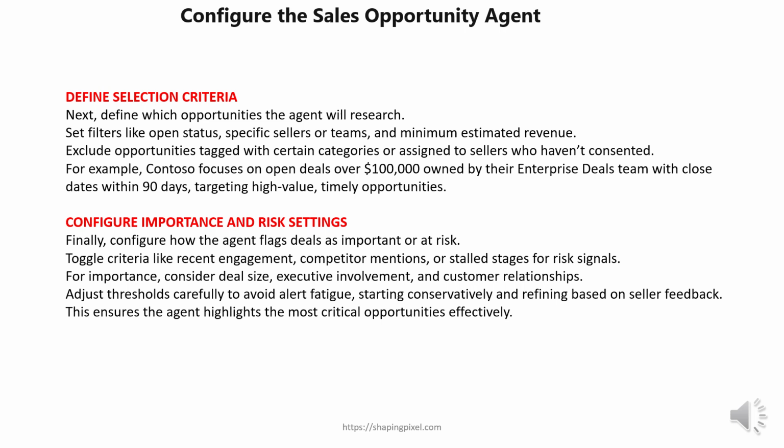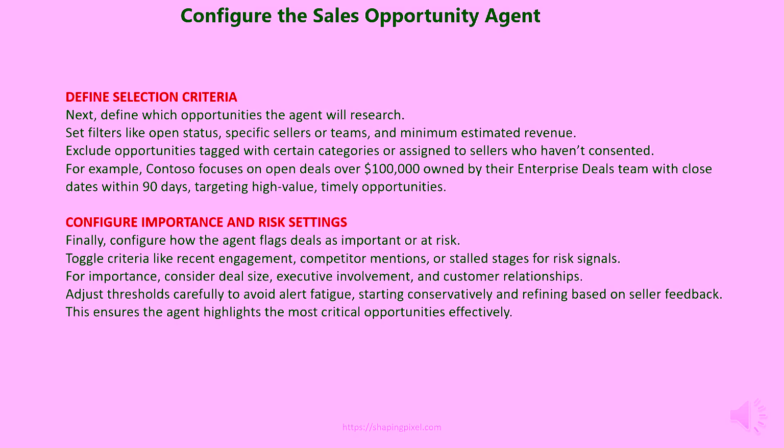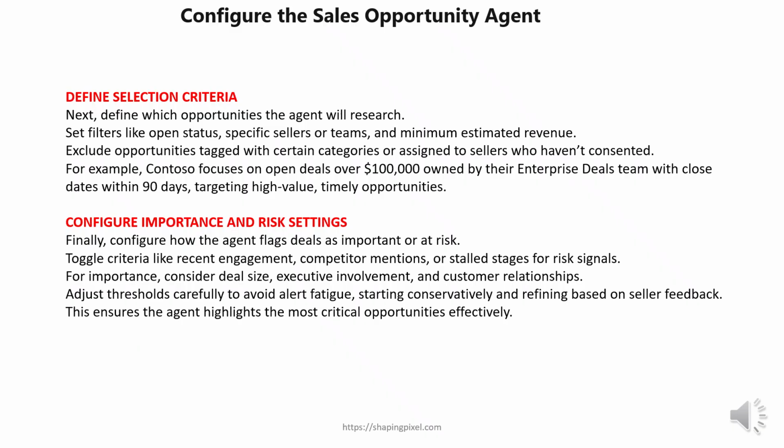Configure importance and risk settings. Finally, configure how the agent flags deals as important or at risk. Toggle criteria like recent engagement, competitor mentions, or stalled stages for risk signals. For importance, consider deal size, executive involvement, and customer relationships. Adjust thresholds carefully to avoid alert fatigue, starting conservatively and refining based on seller feedback. This ensures the agent highlights the most critical opportunities effectively.